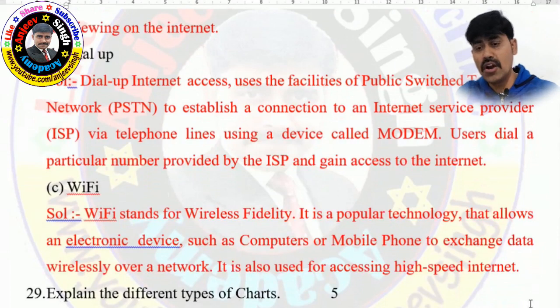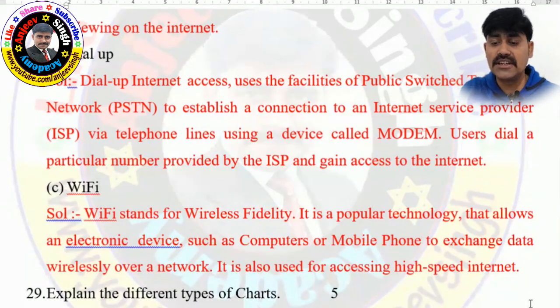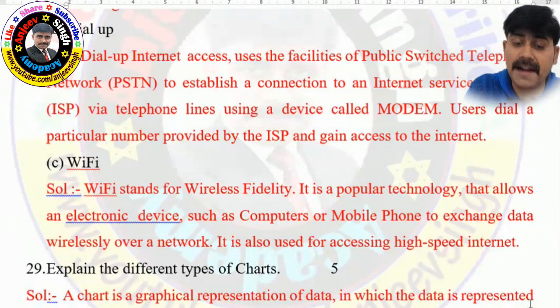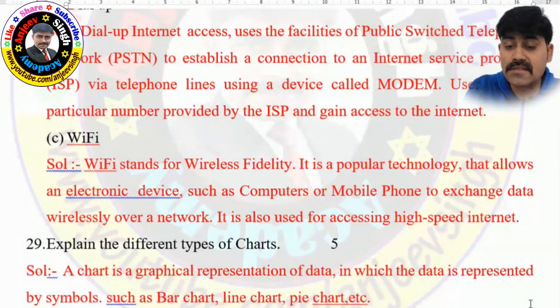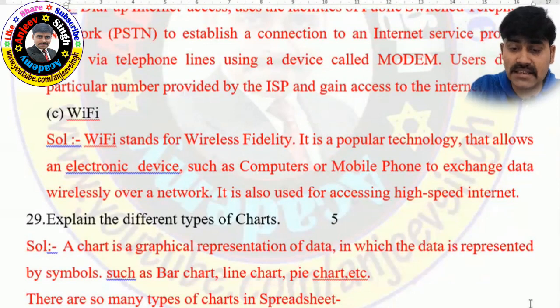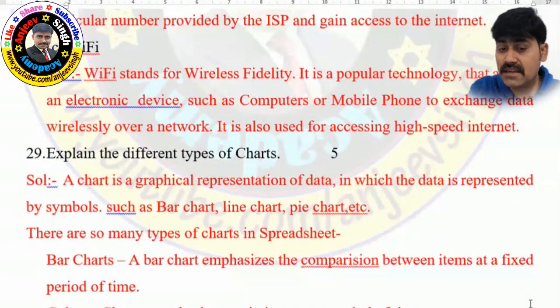Explain the different types of charts. You all know that charts are the graphical representation of data in which the data is represented by symbols such as bar chart, line chart, pie chart, etc. There are many types of charts in a spreadsheet. Out of these, I mention some important charts here.